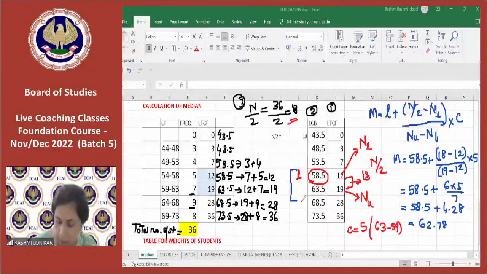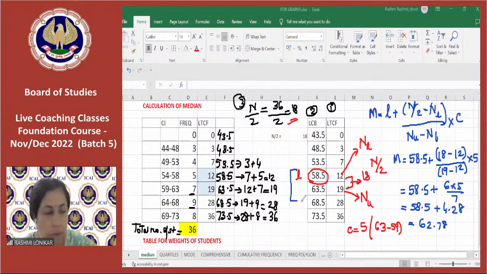Is that clear? Yes. Vivek, very good. Bhargavi also, very good. Bhargavi, it will depend on what the options are. Accordingly, you can pick 62.78 or 62.7. Whatever option is the closest, you will have to take accordingly, right?